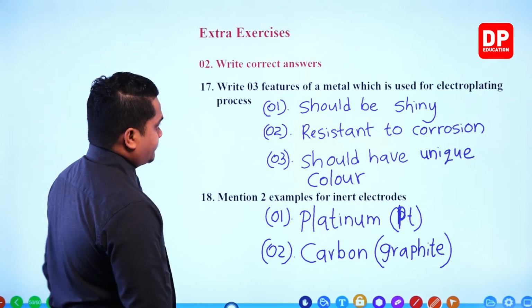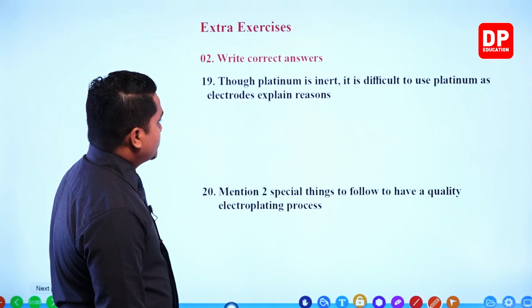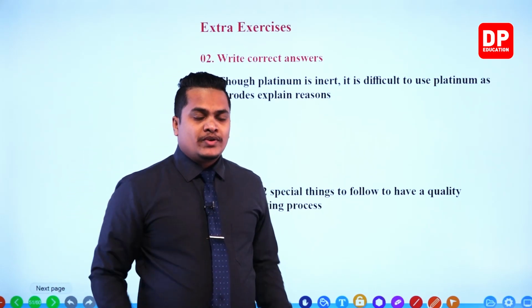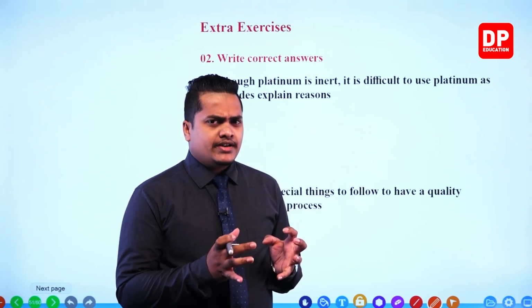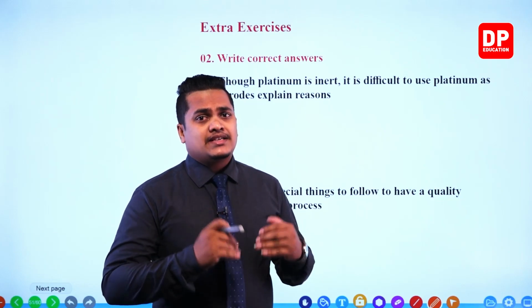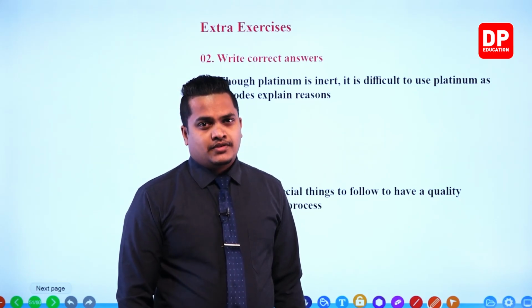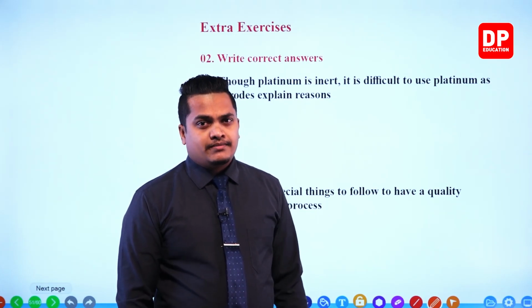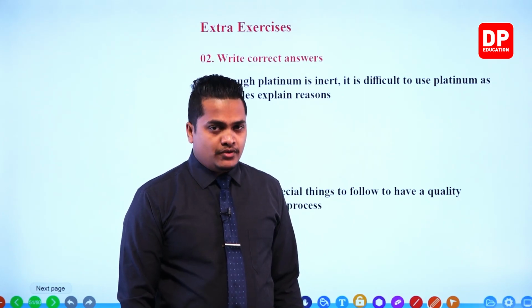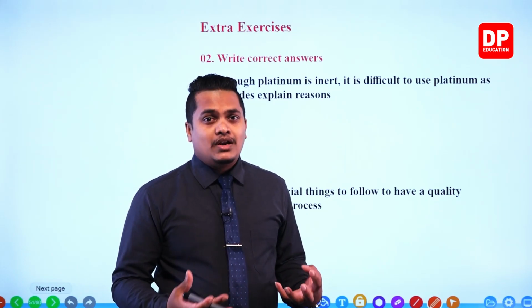Right, then, though platinum is inert, it is difficult to use platinum as electrodes. Explain reasons. So we know that platinum is an inert electrode, but however, it's not possible to use this platinum as an electrode in the process of electroplating or electrolysis. It's because platinum is expensive. So therefore the people will not use platinum as electrodes. However it can be used, but the thing is that it is the most expensive metal.